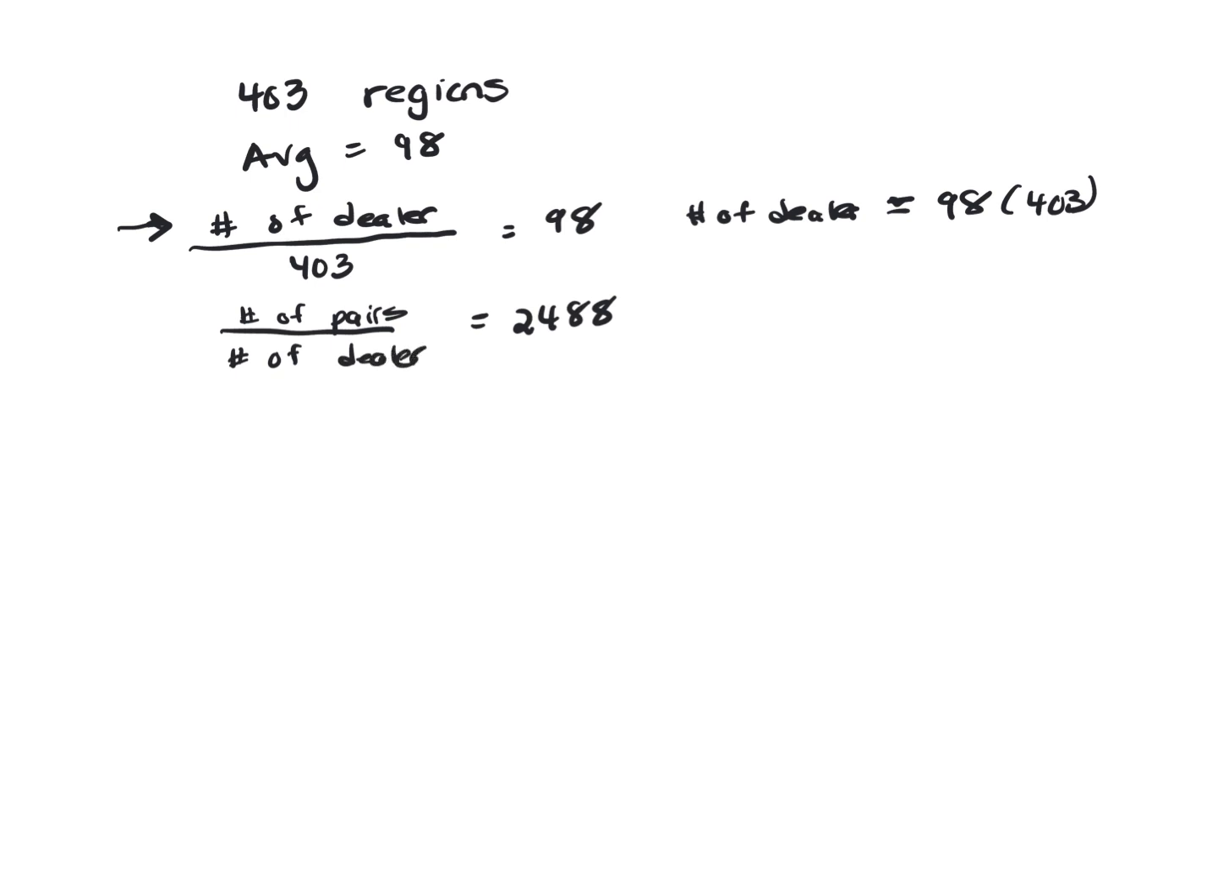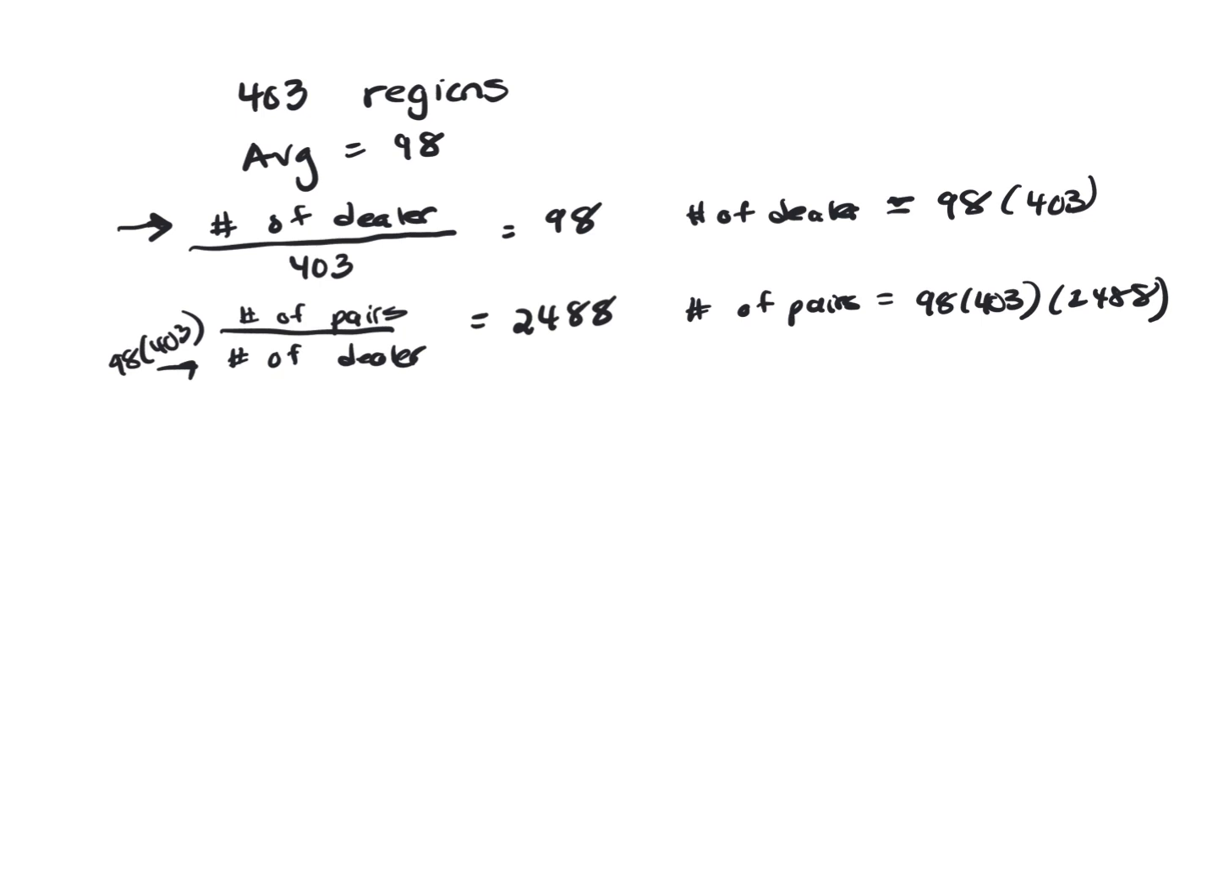And which of the following is closest to the total number of pairs of brand X shoes. So we're actually trying to figure out that numerator, the number of pairs. The number of pairs would be the number of dealers, which we know is 98 times 403, times 2,488. That's what we're trying to find.